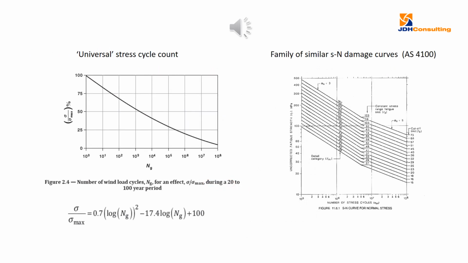So what we have now in summary are, on the left, a universal stress cycle count due to wind, which is the stress range normalized to the maximum stress in a lifetime against the number of expected cycles. And then on the right we have a family of similar fatigue damage curves, or SN curves. That combination of a single universal stress cycle count and a family of parallel SN lines leads to a very simple and straightforward design method, which we'll discuss in the next couple of slides.